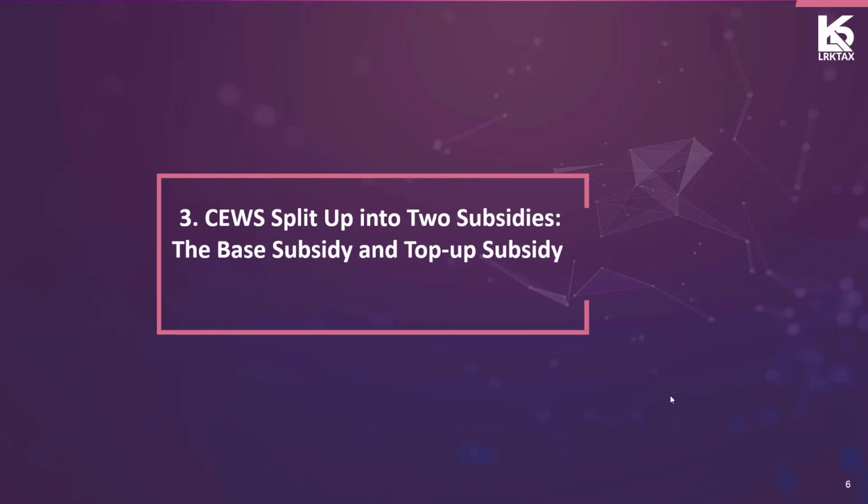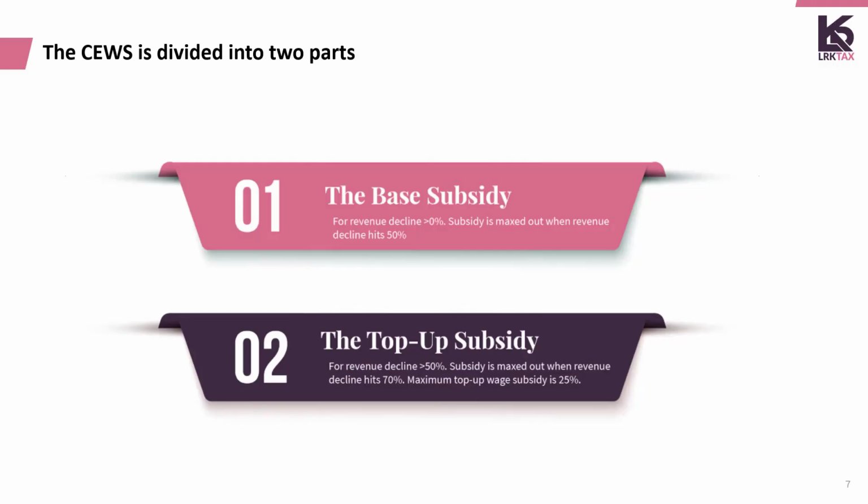So 3, the CEWS program is now split up into 2 subsidies, the base subsidy and the top-up subsidy. The base subsidy is a little bit more similar to what the original CEWS subsidy was. It's slightly modified to take into account that there are businesses that have revenue decline of less than 30%, but more than 0%. Then there's a second subsidy, which is the top-up subsidy. This is for those businesses who have a revenue decline of greater than 50%. So the new CEWS subsidy consists of both these 2 subsidies in aggregate.